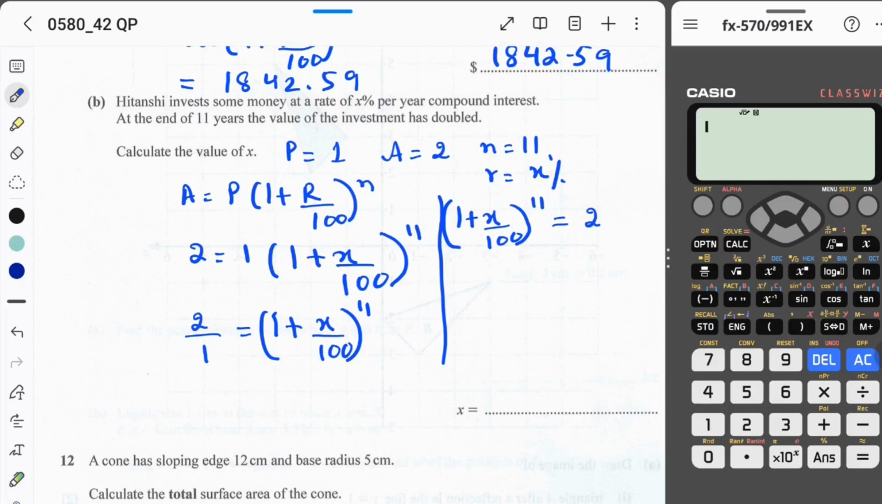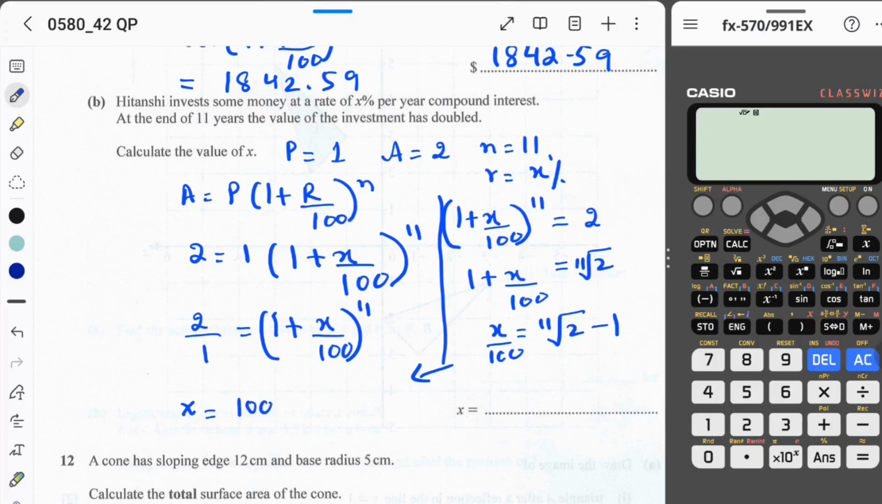Now, to get rid of the power 11, we take the 11th root of 2. So that is 1 plus x over 100. So x upon 100 will be equal to the 11th root of 2 minus 1, and then you multiply by 100. X is equal to 100 times (the 11th root of 2 minus 1).